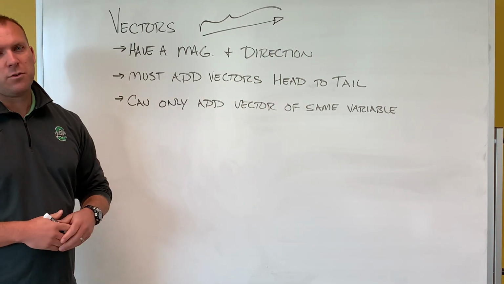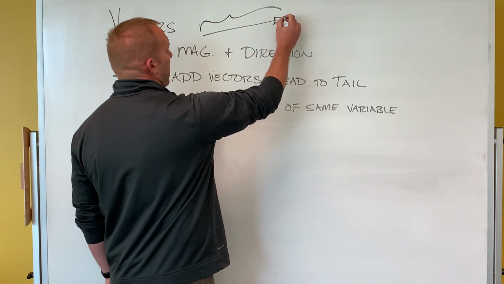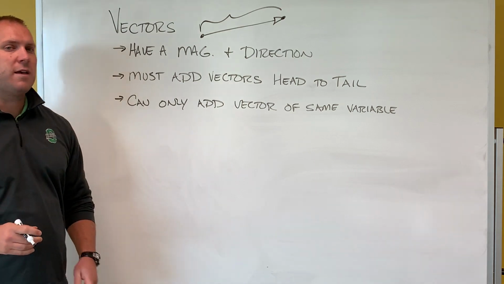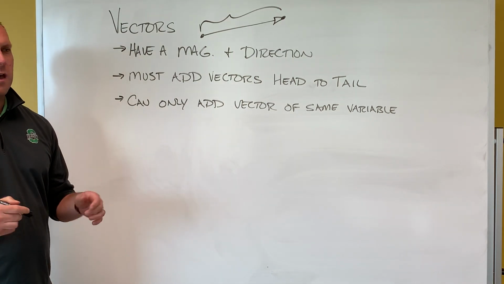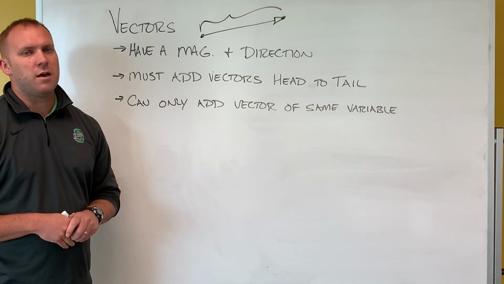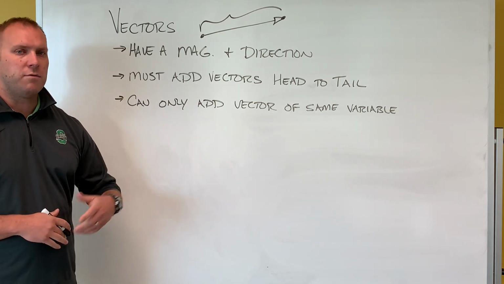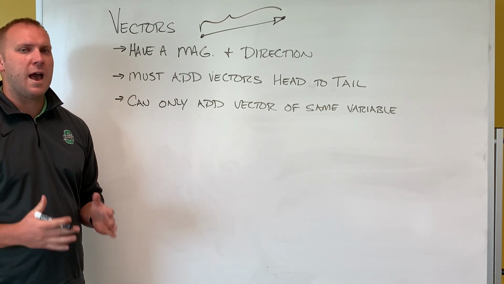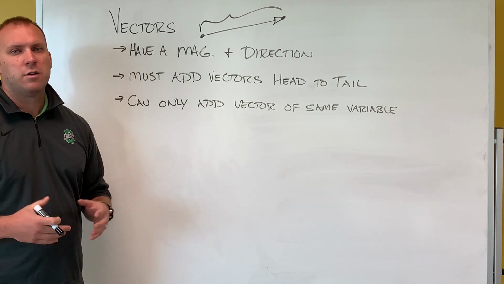When we add vectors, we have to add them head to tail. This is the head of my vector, that is my tail of the vector. And also, we can only add vectors of the same variable, meaning if we have two velocity vectors, we can add them together, but we can't add a velocity with an acceleration or a velocity with a displacement. We can only add vectors if they are dealing with the same measured variable.